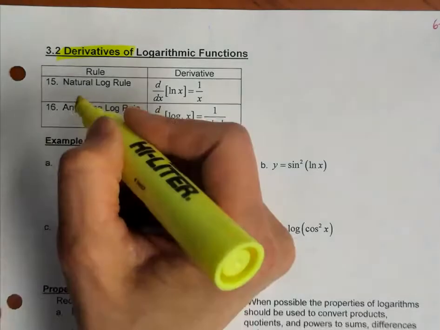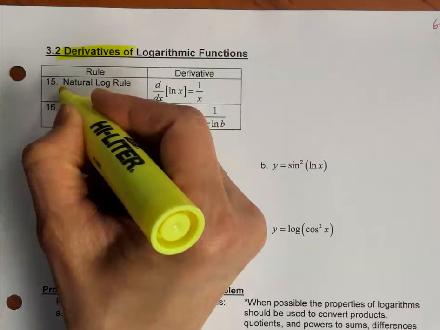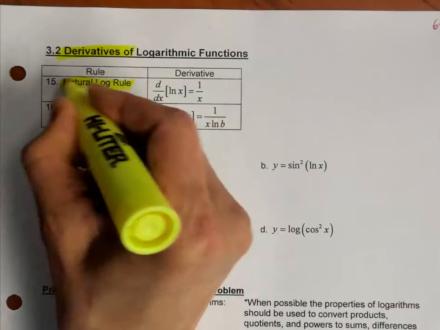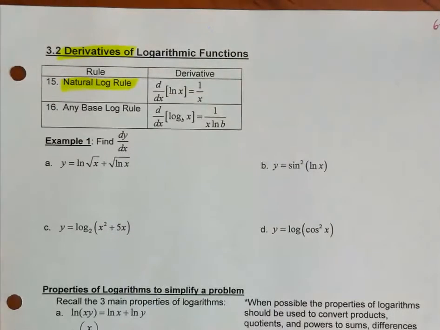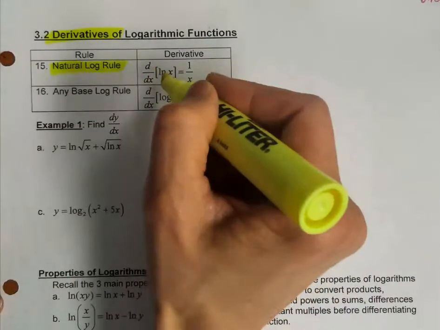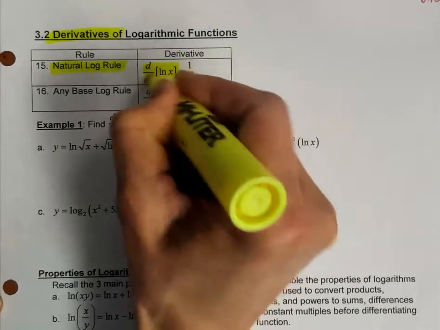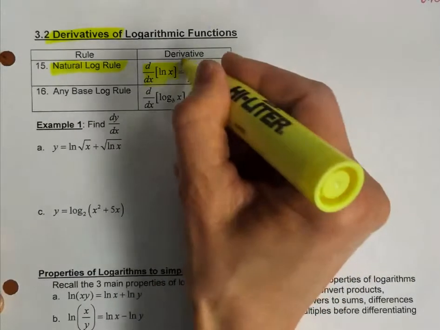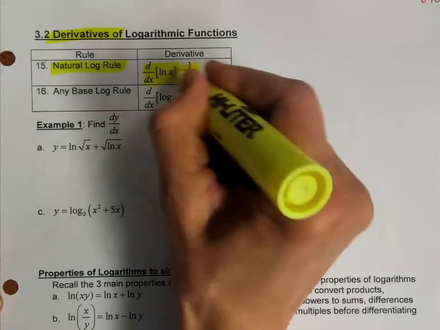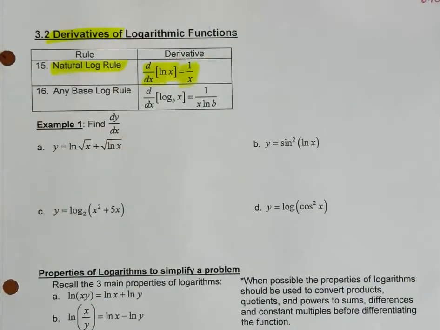Okay, so the first one is the natural log rule. And this is what the natural log rule states. The derivative of ln of x is equal to 1 over x. Okay, derivative of the ln of x is equal to 1 over x. All right, so that's the first one.